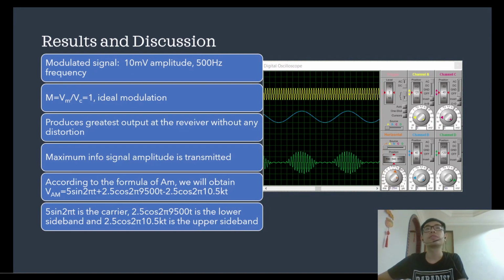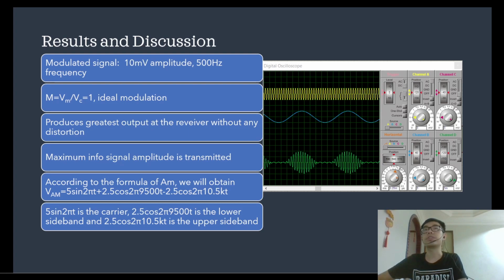So for knowledge, our modulation index is equal to 1 because both the carrier source and the modulating source have the same amplitude, which is 5 volt. So our project is an ideal modulation circuit, whereby the greatest output will be produced at the receiver without any distortion. Hence, the maximum info signal amplitude is transmitted.